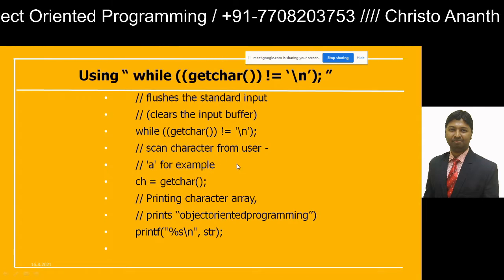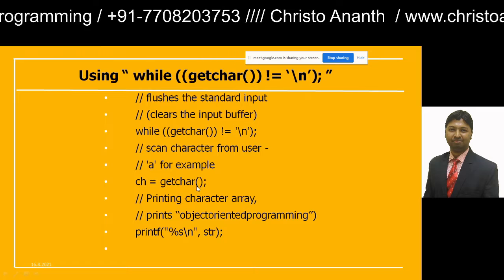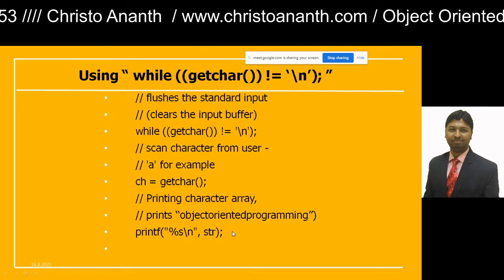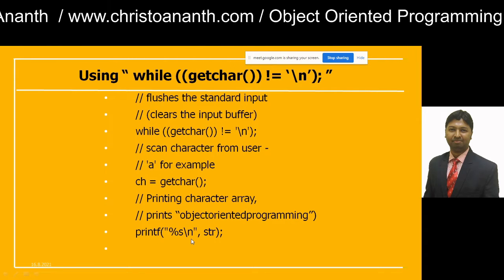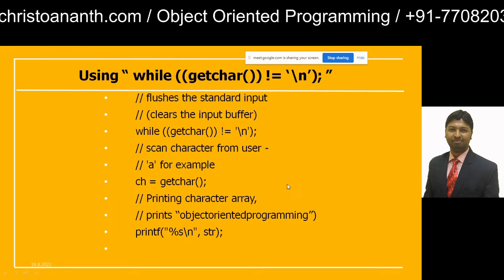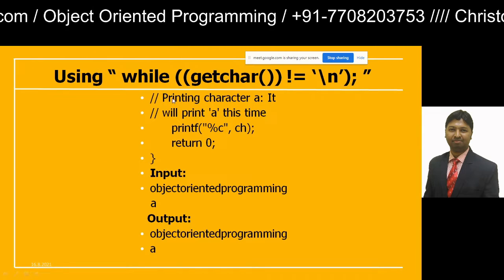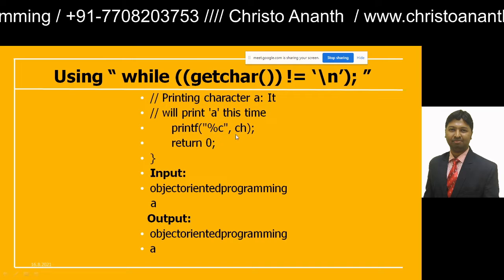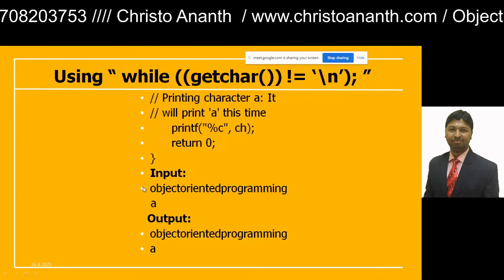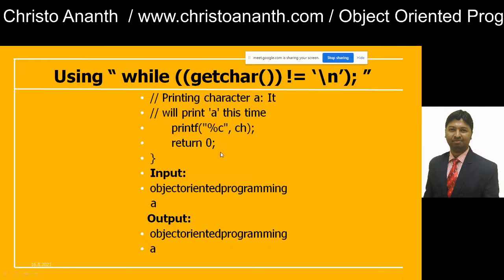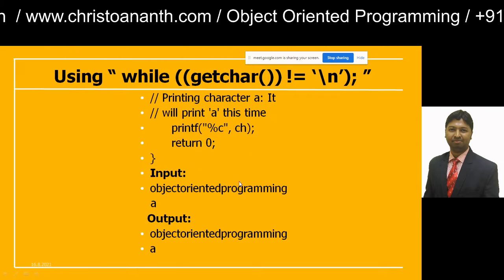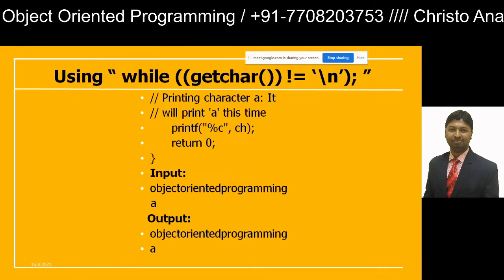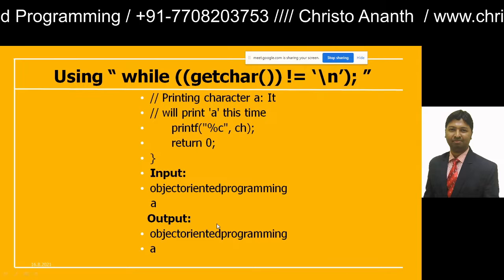So that's the reason you use this function, while ((ch = getchar()) != '\n'). It is going to scan the character from the user. So ch is equal to getchar, and then you are going to print the character array, which means you are going to print object oriented programming. So printf("%s\n", str), the string, and then finally printing the character a, it will print a this time. Just printf("%c", ch), and then you are going to return 0. So whenever you input object oriented programming, and then if you press a, it will give the same thing, object oriented programming and then a. So this is the significance of using the while getchar function. It is going to resolve the previous situation.